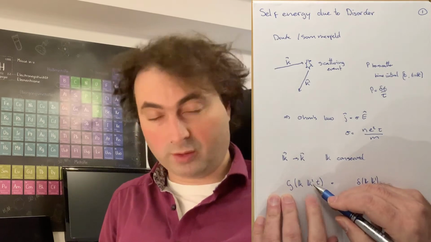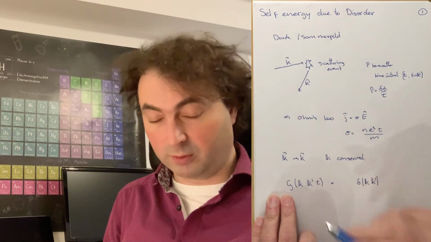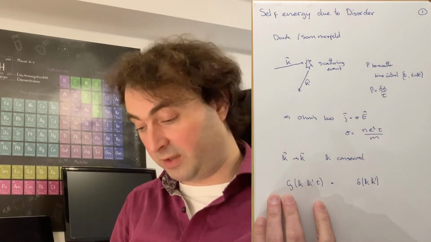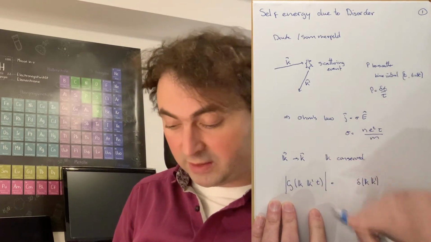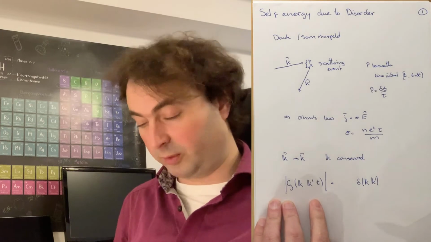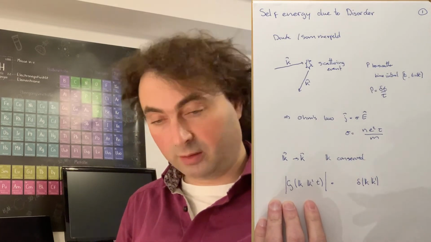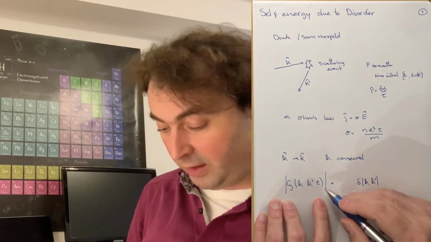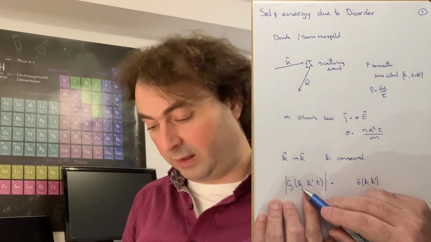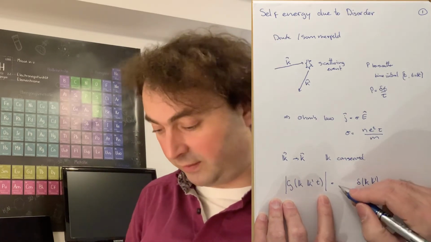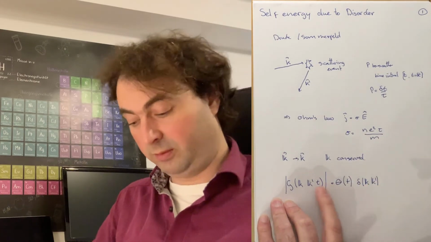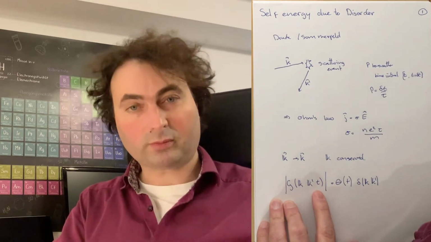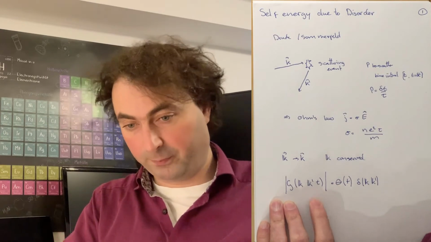You will always, when you create a particle with a certain momentum, be able to annihilate that particle with the same momentum. Now, of course, you can pick up a phase, so the Green's function is not equal to the delta function, but only the norm of that Green's function. And then, of course, when you try to annihilate the particle before you created it, you should not be able to do that. So this is only defined to be non-zero for positive time.